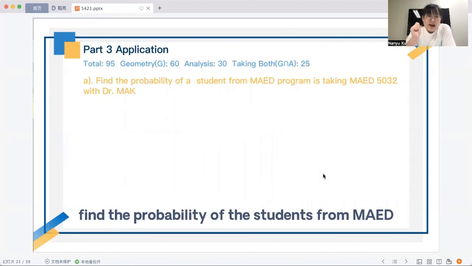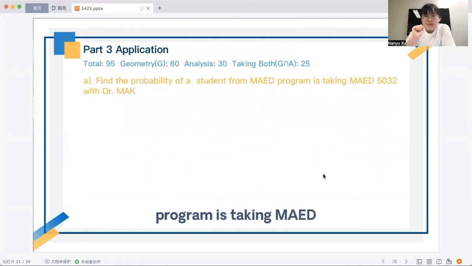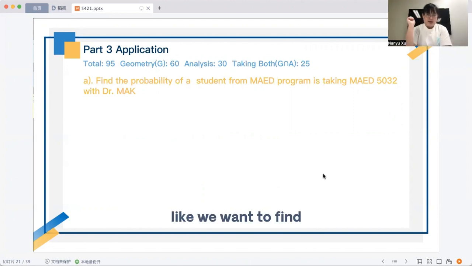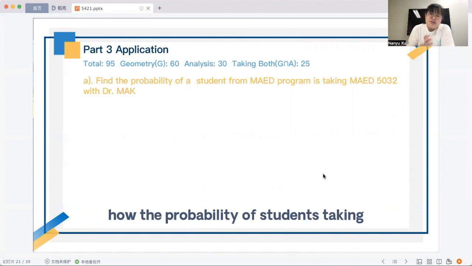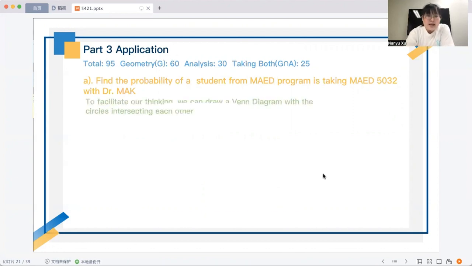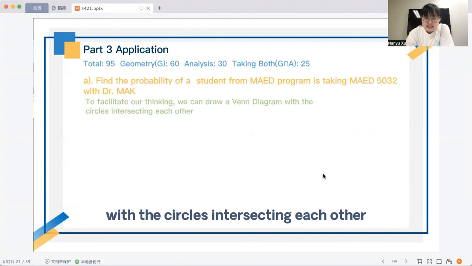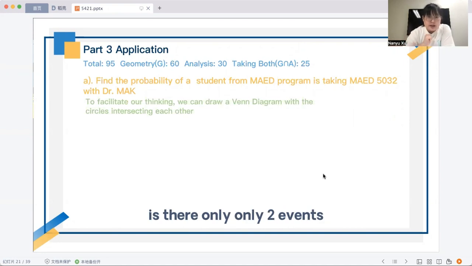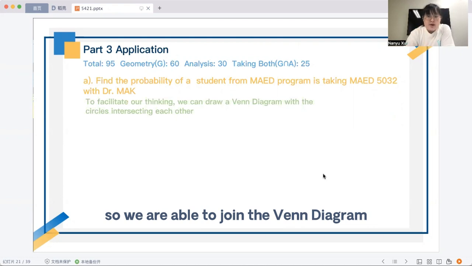my question is, find the probability that a student from the MED program is taking the MED 5033 geometry course with Dr. Mark. We want to find the probability of students taking geometry from the MED program. What is my first step? To facilitate our thinking, we can draw a Venn diagram with circles intersecting each other. Since we only have 2 events, which are geometry and mathematical analysis, and taking both, we are able to draw the Venn diagram.